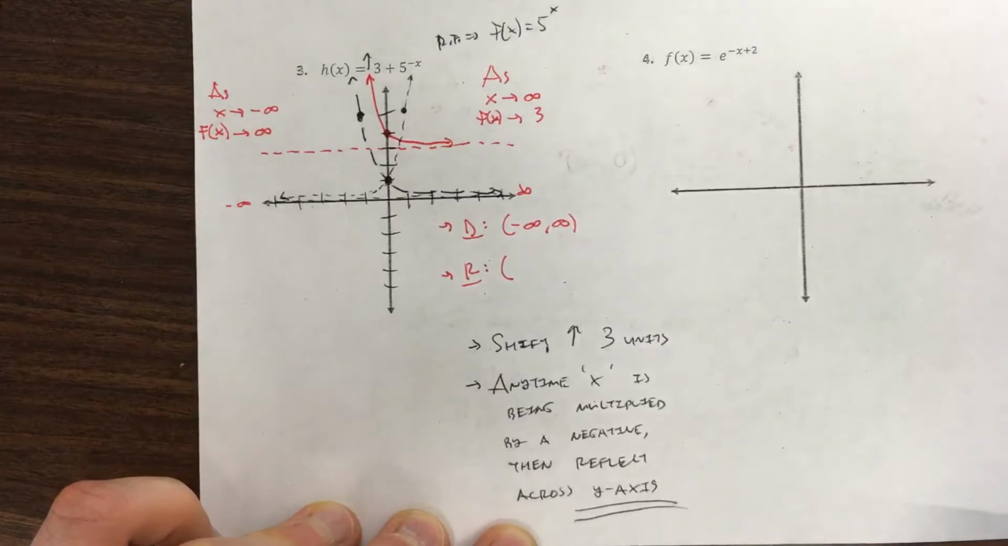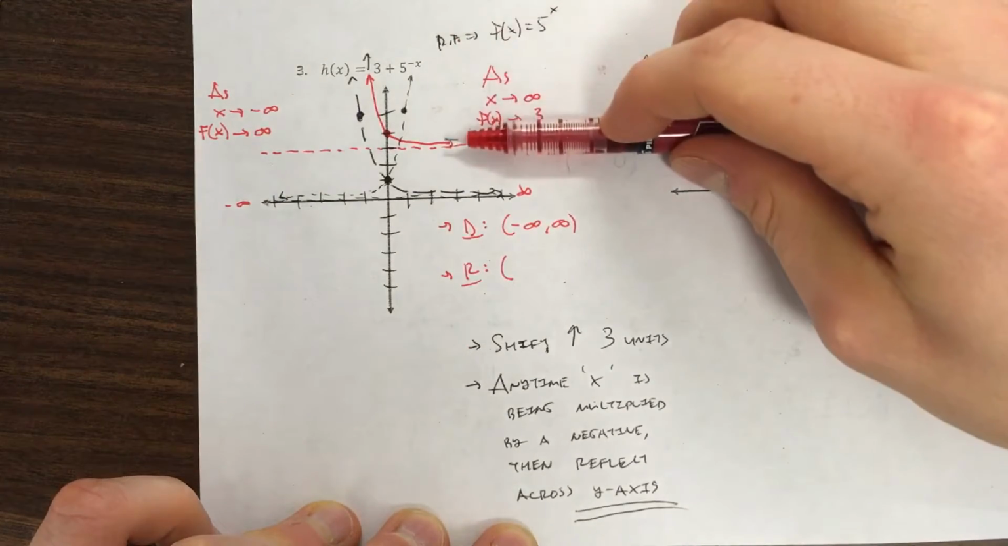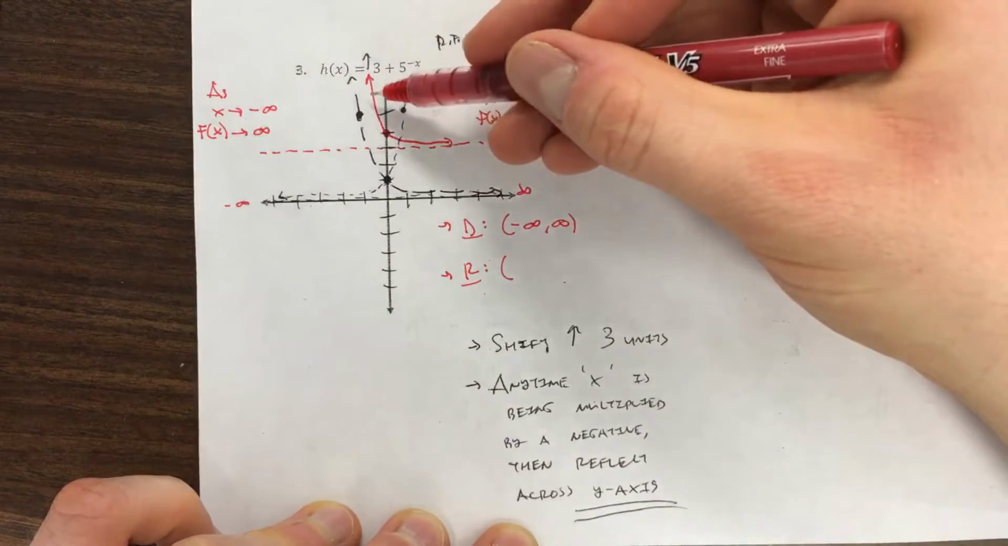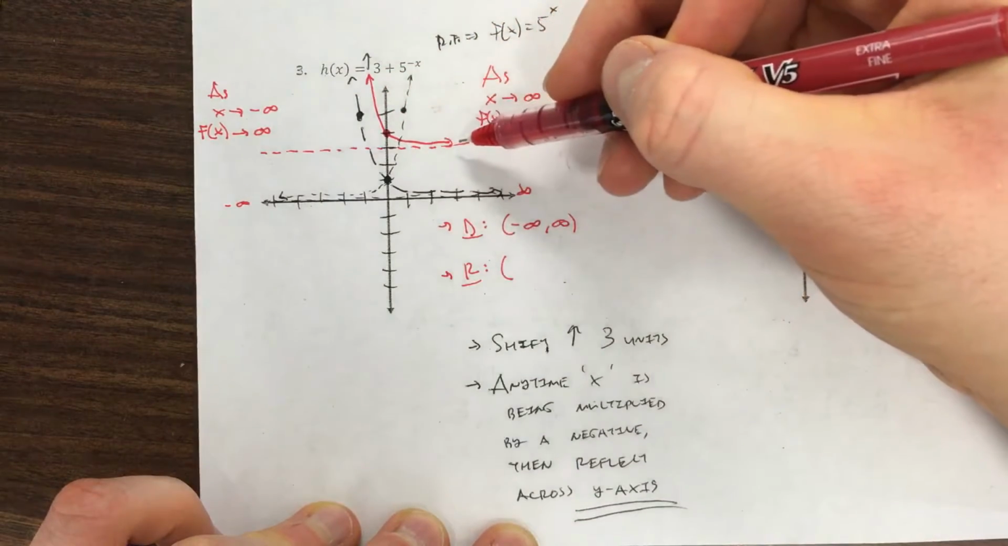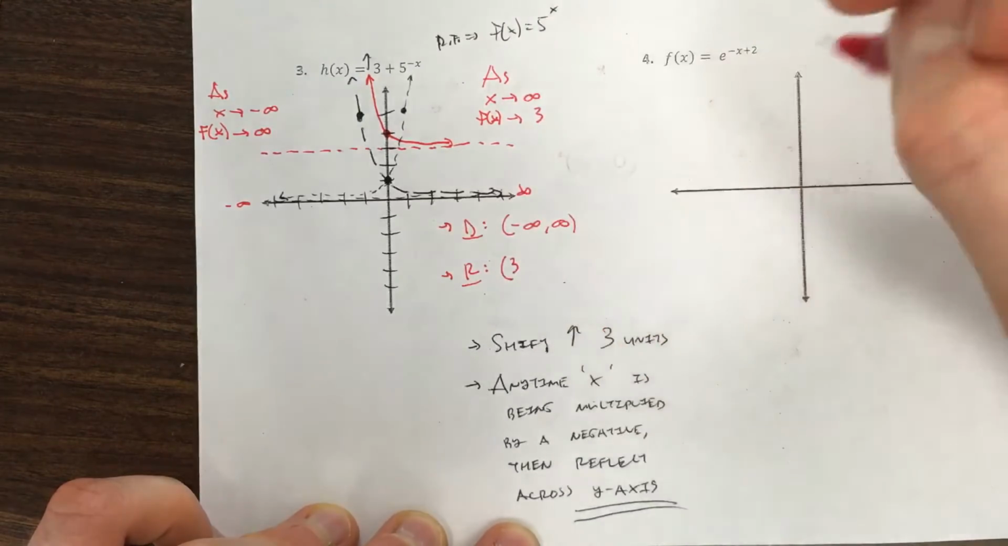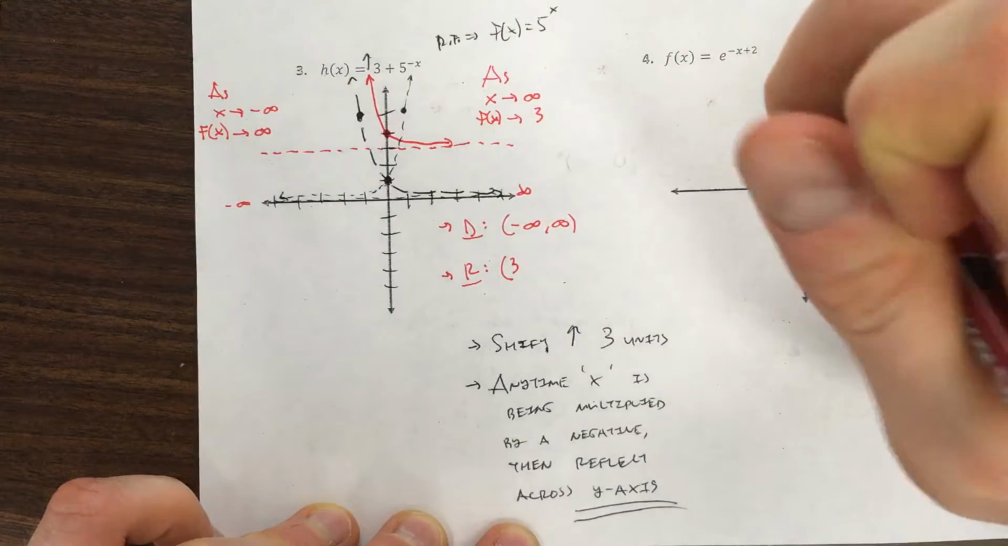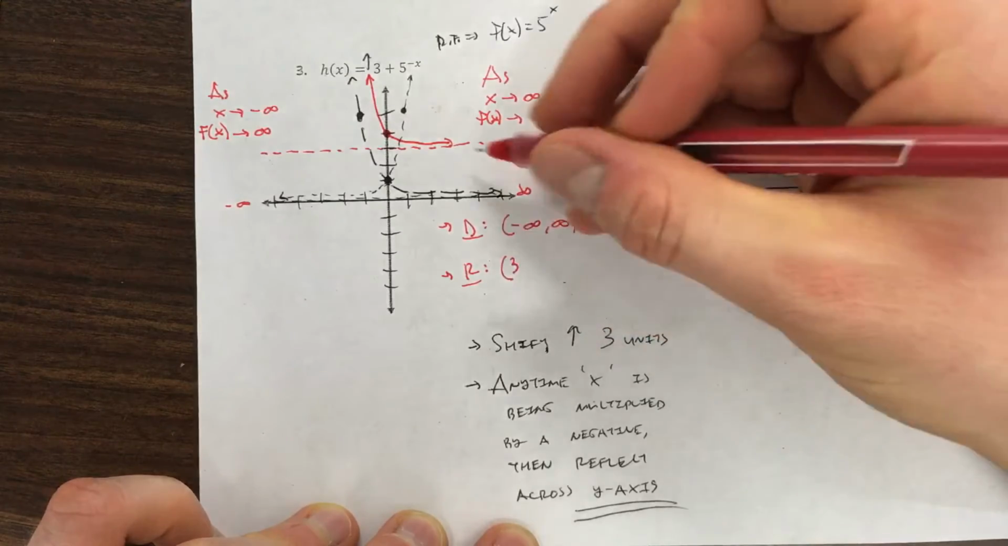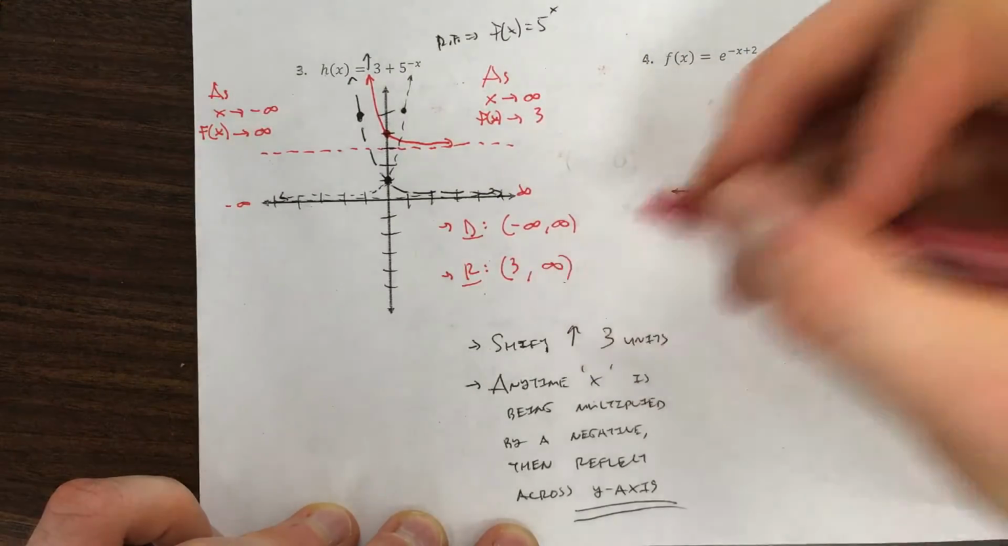So to think about the range, we think about the lowest value: what's the lowest value it goes to, what does it not go below? And this function does not go below 3. Here it's going to level out, it's going to approach but never touch 3. So it will never go below 3. And it's parentheses because it doesn't touch 3; it goes to infinity.